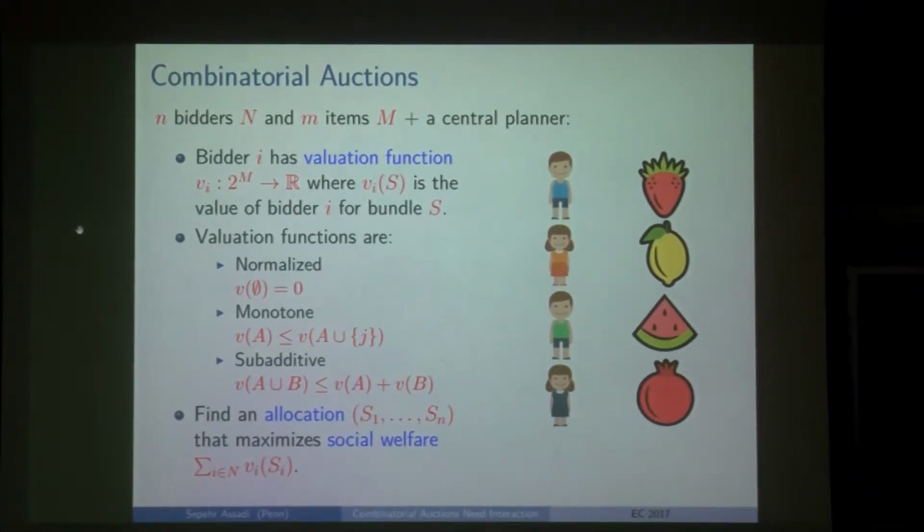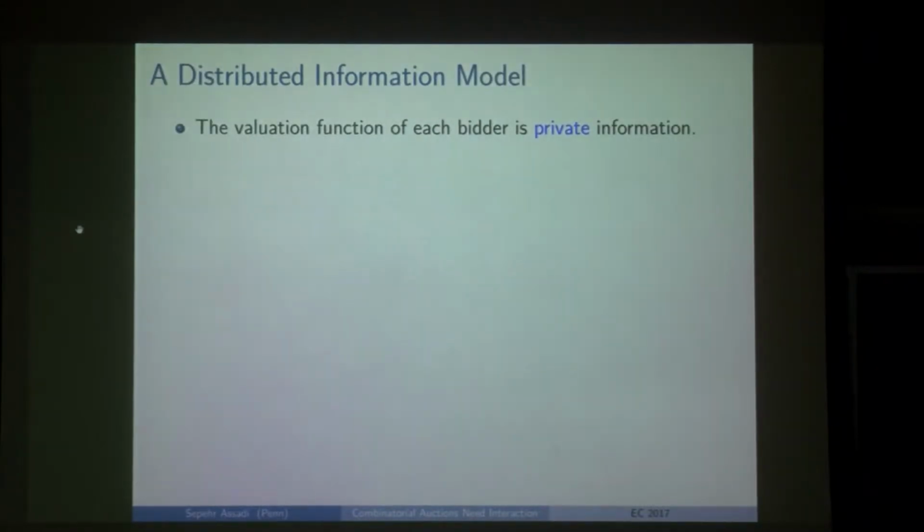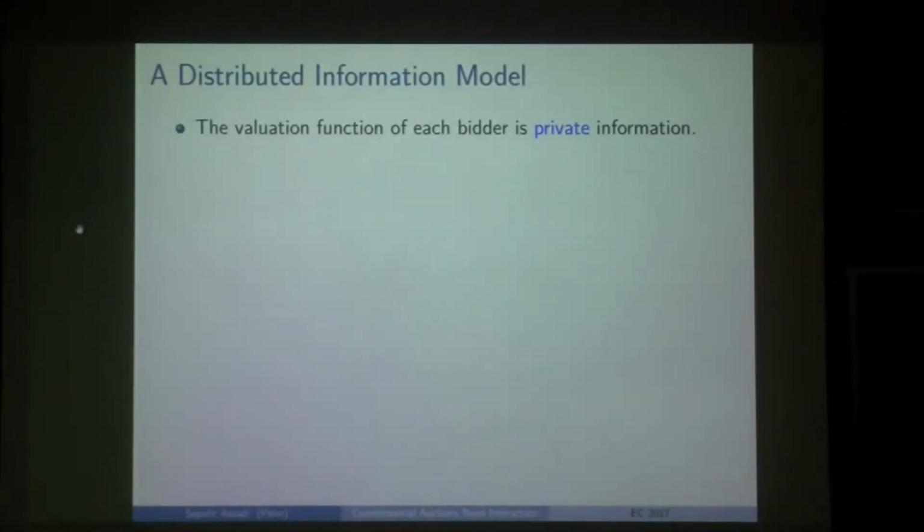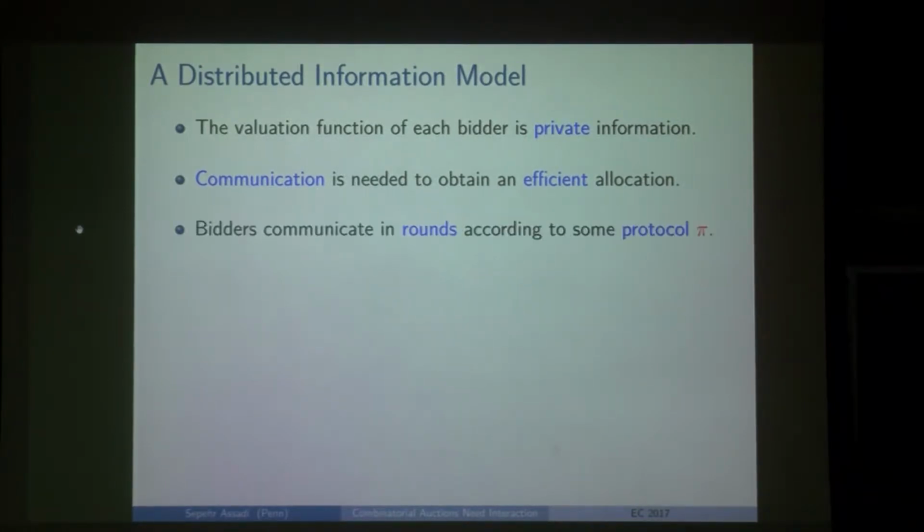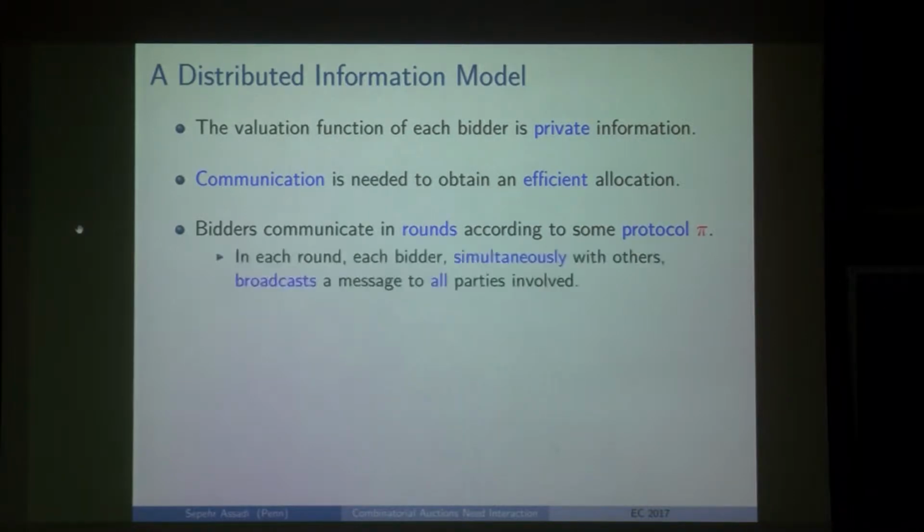And then what is the problem really? You want to find an allocation of these items such that the summation of the valuations of the players for the allocated items is maximized. Now in the distributed setting, as I said, the valuation of each player is private information to that player, and so the players need to communicate with each other so that they know how to solve the problem. Because we want to understand the role of interaction, let's put some structure over this communication. The communication is going to happen in rounds.